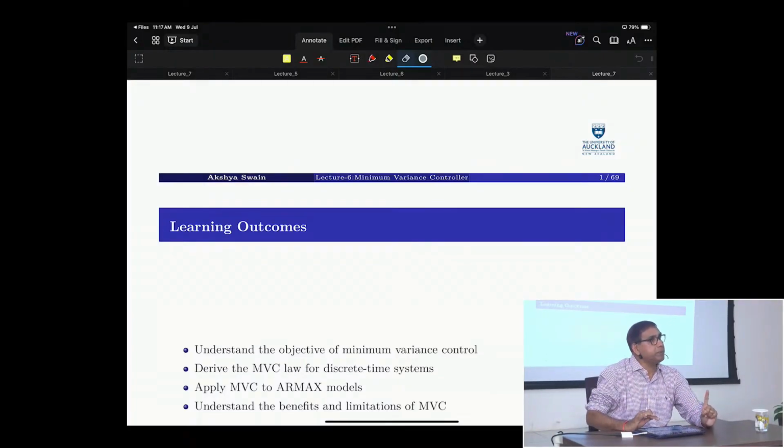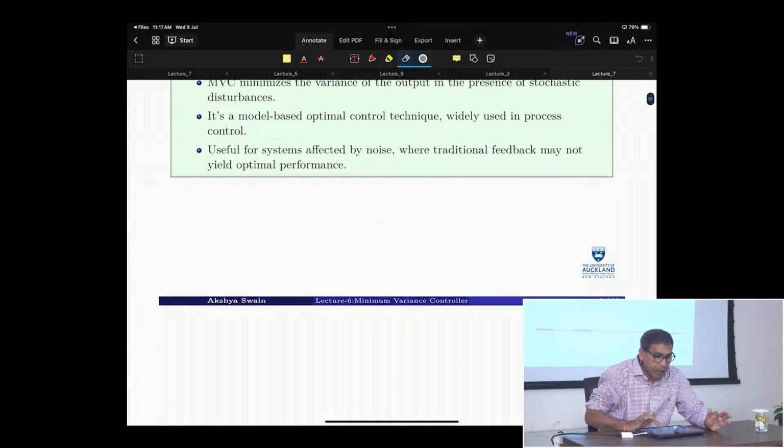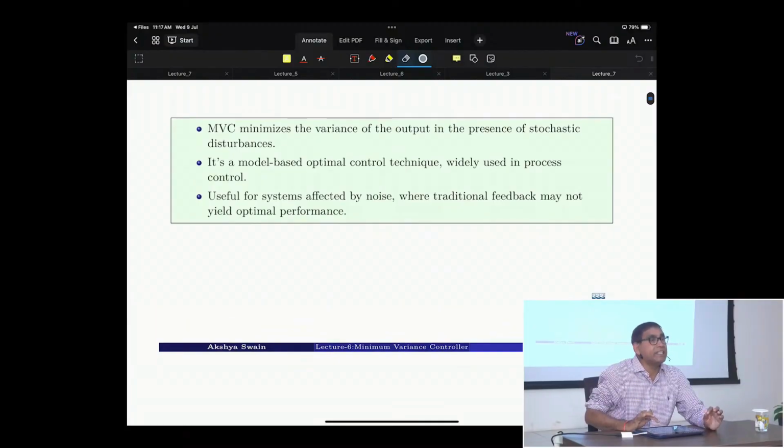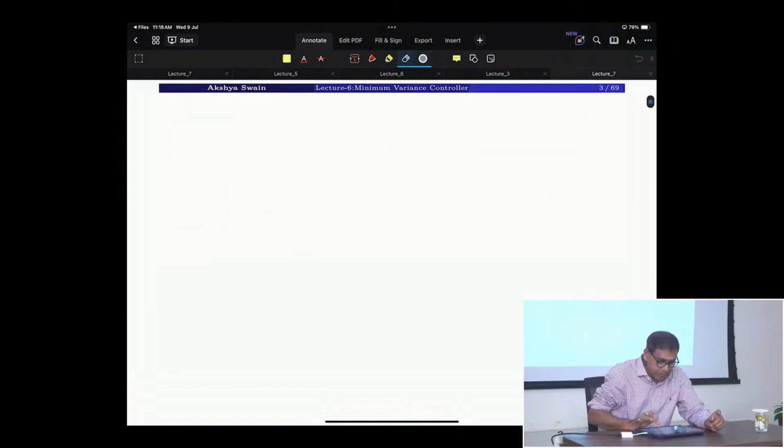If the system is represented by a state space model, don't design a minimum variance controller. It requires that the system must be represented by this model. If the system is represented by a different model, don't apply the minimum variance controller. Not that you cannot apply it, but don't. The minimum variance controller minimizes the variance of the output. Variance of the output means, for example, the thickness of the paper has to be uniform. The variation should be as minimal as possible. We'll see many things here.